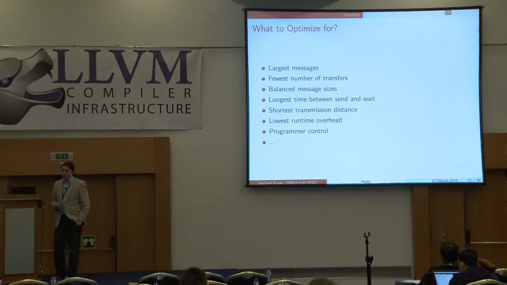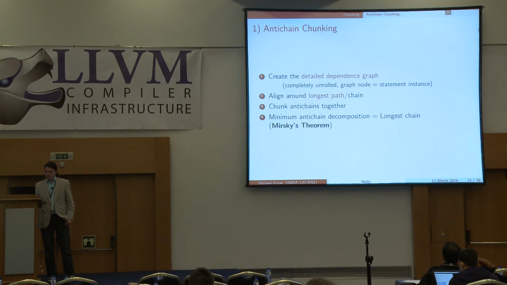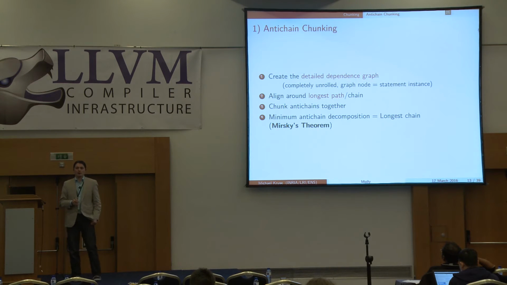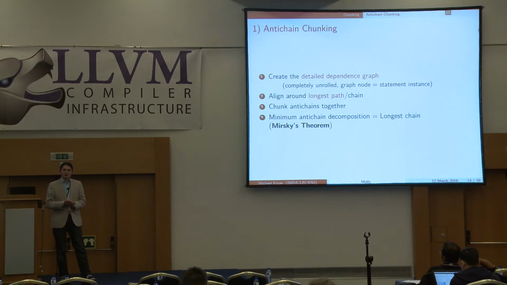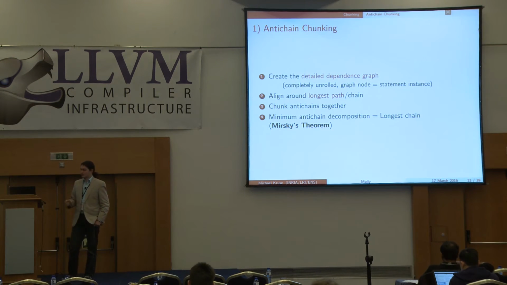The prime optimization goal I chose is that we want, at the end, to have a program run with the fewest number of messages possible. If we have just a non-parametric loop structure, that is, there's no n, there are constant loop bounds and so on, then the problem can be solved optimally using so-called Mirsky's theorem. So we can find the minimal number of data transfers.